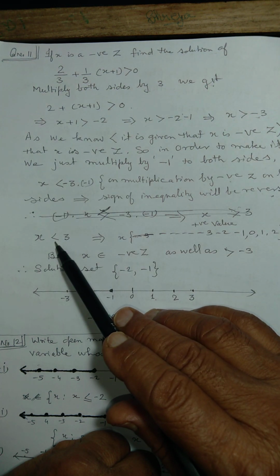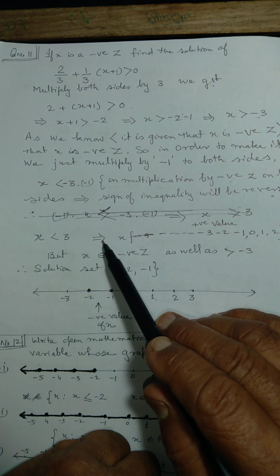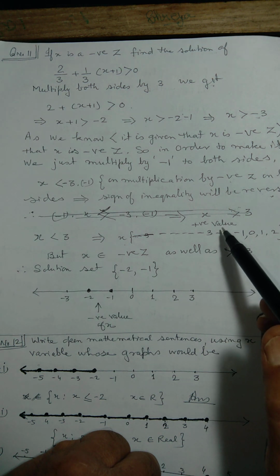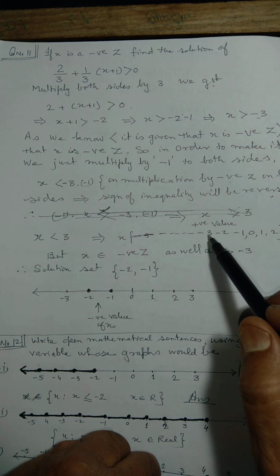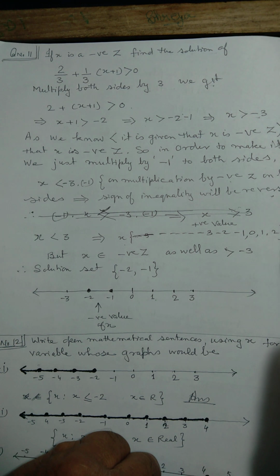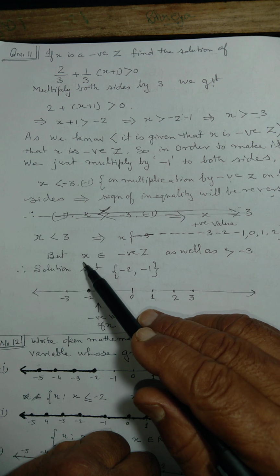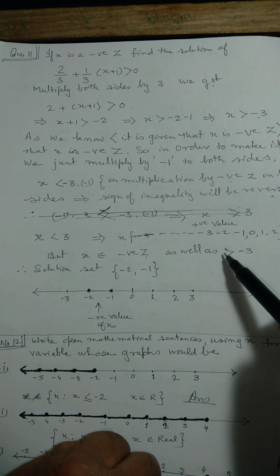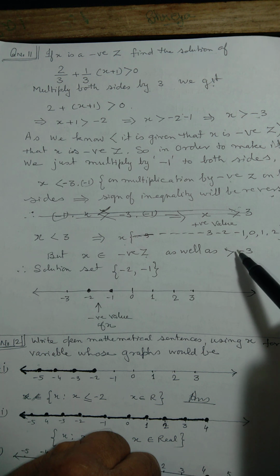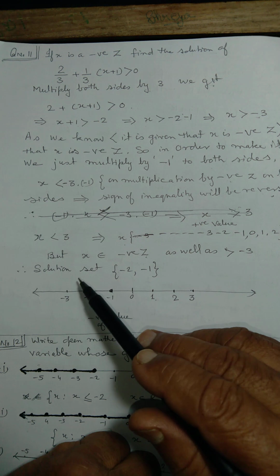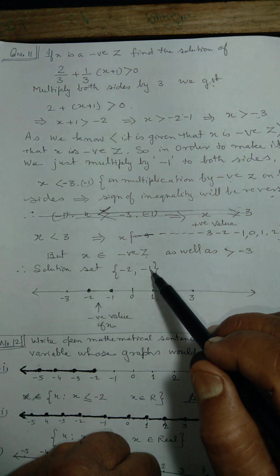You see, x less than 3, that gives you the information that x will be less than 3, that is minus 3, minus 2, minus 1, 0, 1, 2. But x belongs to negative integers, as well as x is greater than minus 3. So the solution set is minus 2 and minus 1.